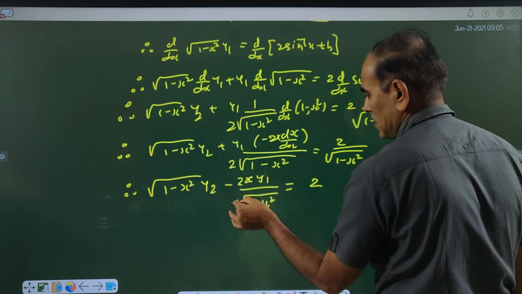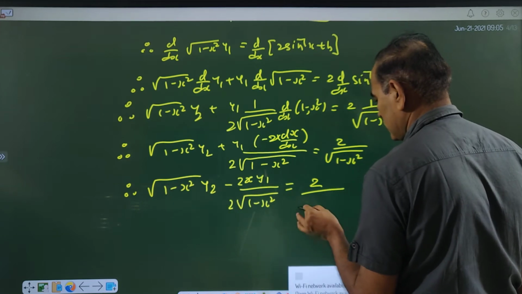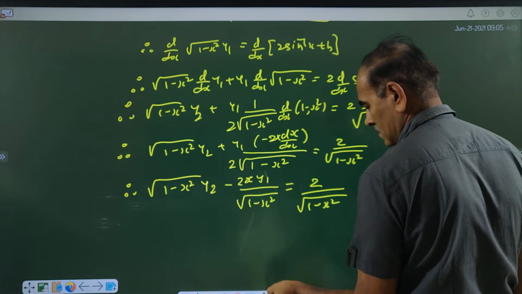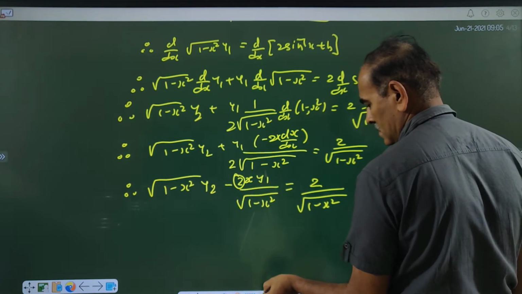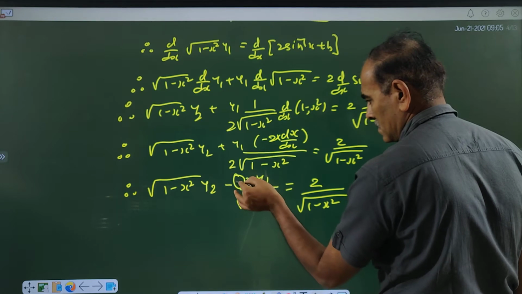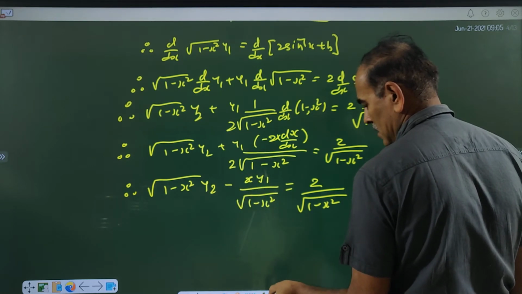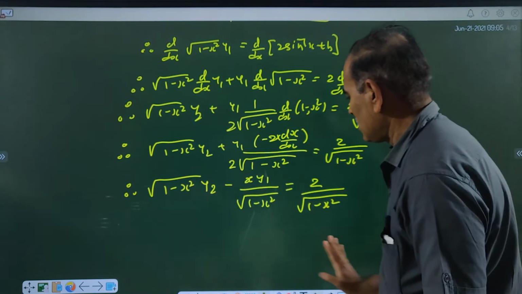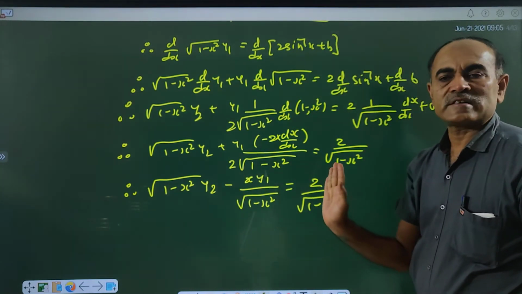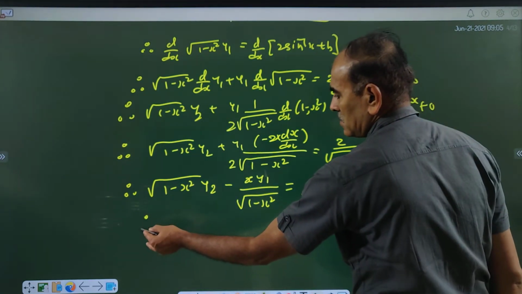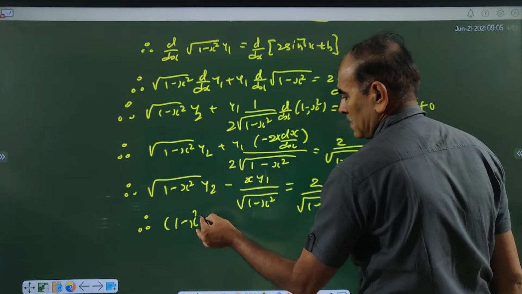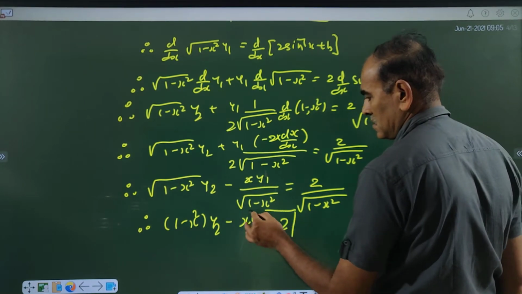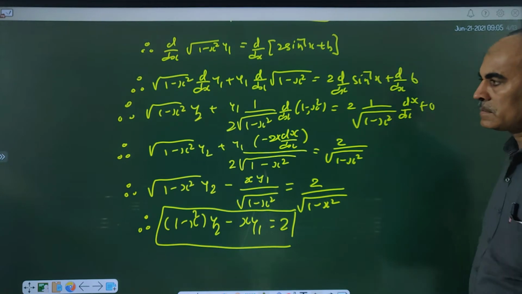Here 2 is there, so those 2 get cancelled. Take root 1 minus x square on both sides, take the LCM on both sides and cancel it. What we get is 1 minus x square y2 minus x y1 is equal to 2. And that is what we wanted to prove.